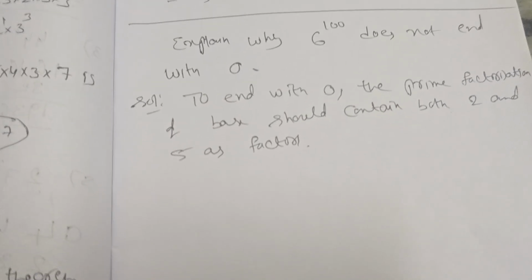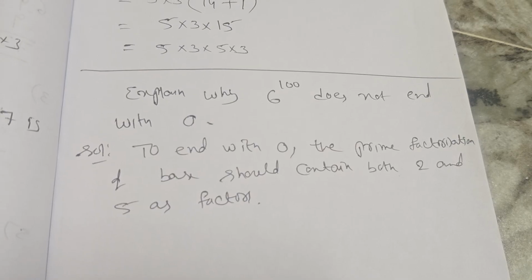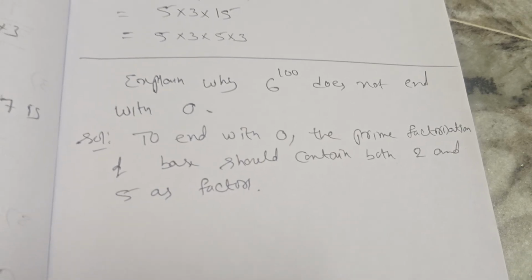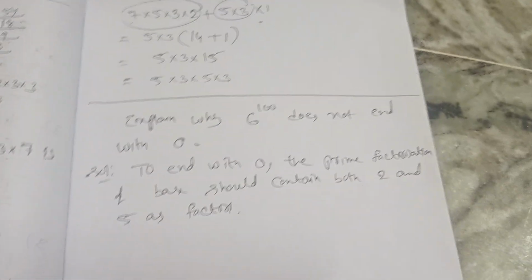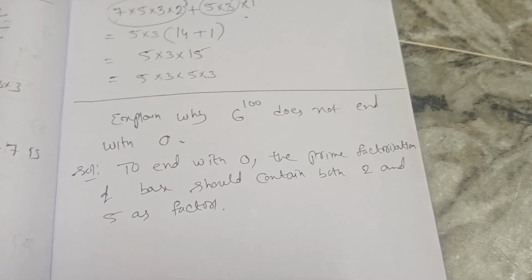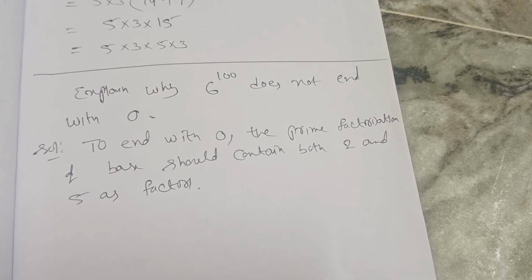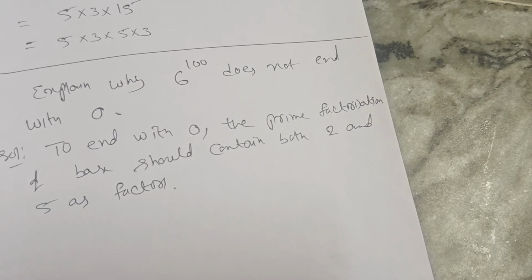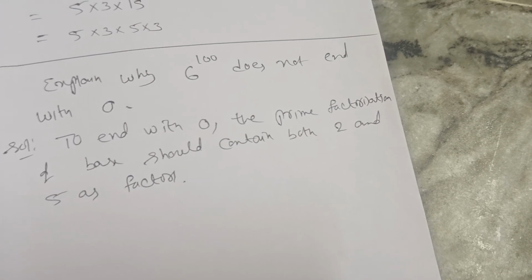Next, suppose you take 2 square into 5 square. How much? 100. 2 square is 4, 5 square is 25. 100 power anything will end with 0. So whenever the prime factorization of the base contains both 2 and 5. If you take only 2 or only 5, you won't get 0. Whenever a number has 0 in its ones place, its powers, whenever you take power 1, power 2, power 3, always you will get 0.